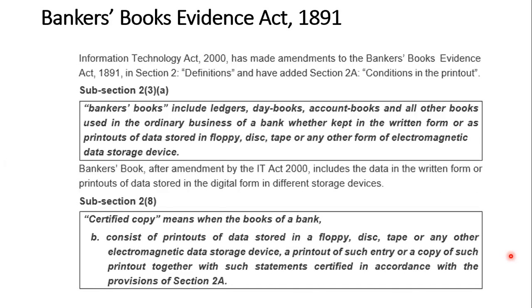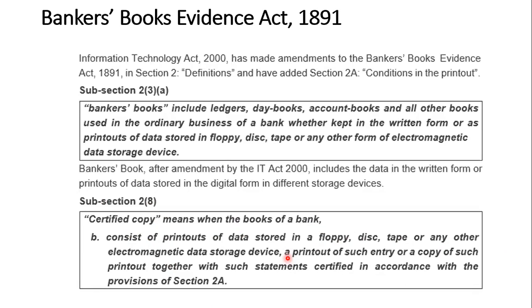So if you can see, you have several amendments in subsection 2.8 of the Bankers Book Evidence Act, which allows the printout of data stored in bank computers or various storage devices such as floppy or disk, as a valid document and evidence. If I see subsection 2A, it says that it can consist of a printout of the data which can be stored in a floppy disk, tape, or any other electronic data storage. So such can be used as a valid document and evidence, right?